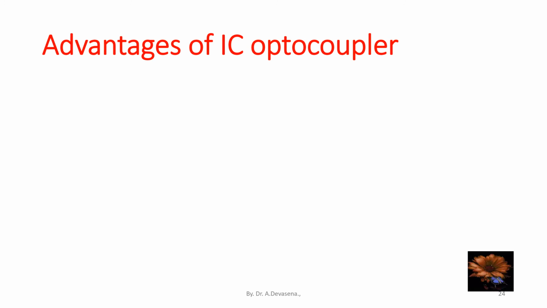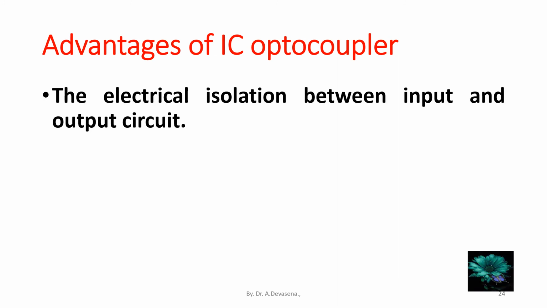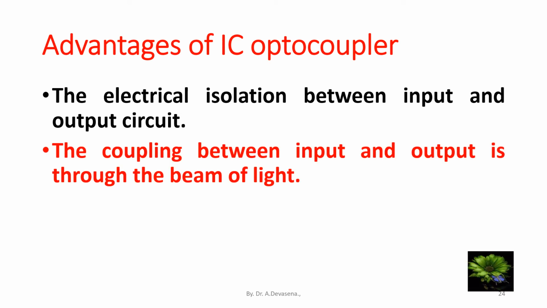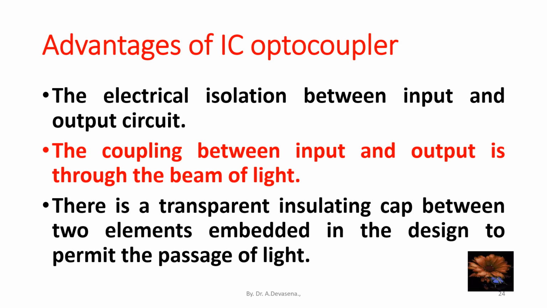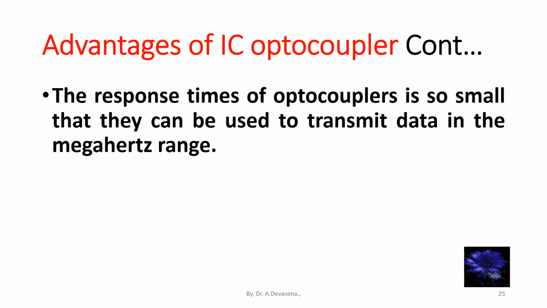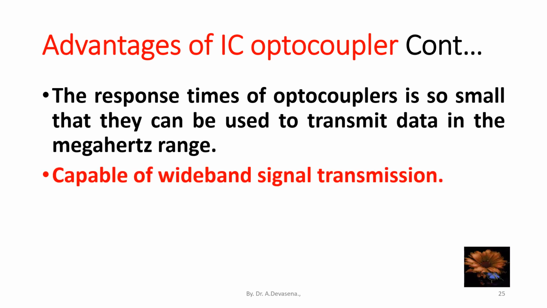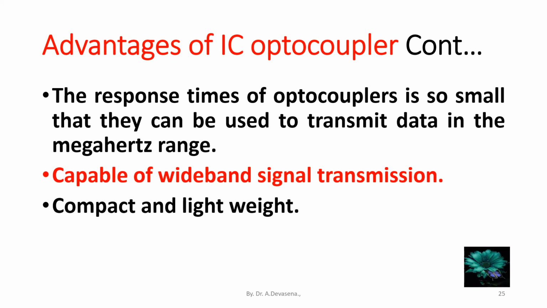Advantages of IC optocoupler. The electrical isolation between input and output circuit. The coupling between input and output is through the beam of light. There is a transparent insulating cap between the two elements embedded in the design to permit the passage of light. Response time of optocouplers is so small that they can be used to transmit data in the megahertz range, capable of wideband signal transmission. Compact and lightweight.